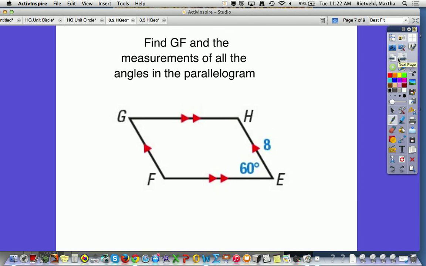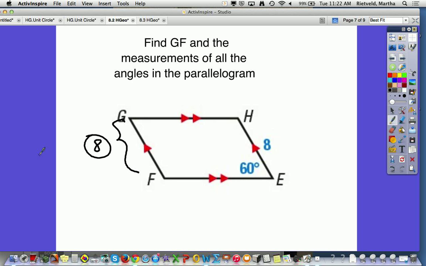In this problem, we're going to find GF, which is this side over here opposite the 8, in a parallelogram, which we know we have based on the markings. The opposite sides are equal, so GF equals 8. That's one of our answers.